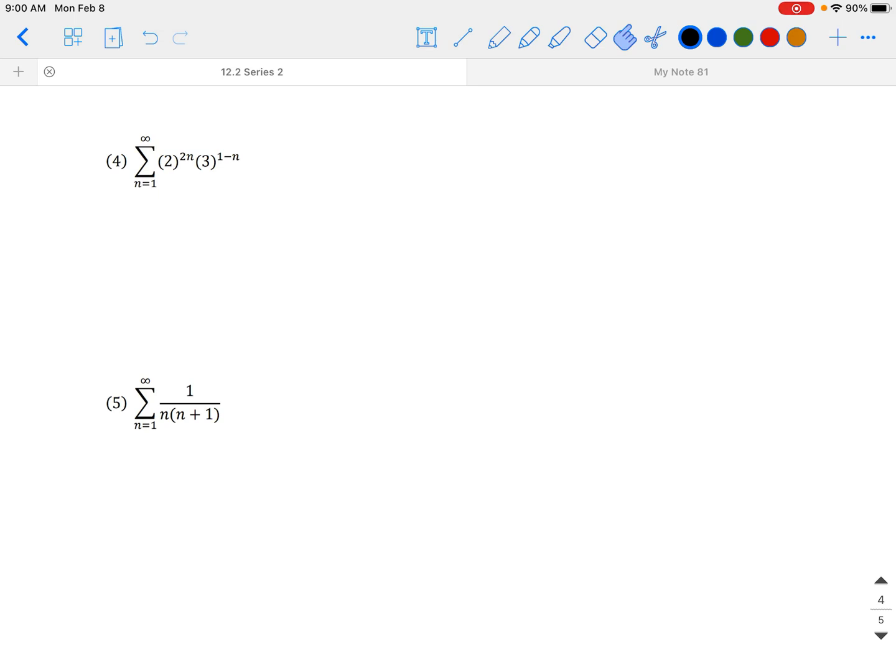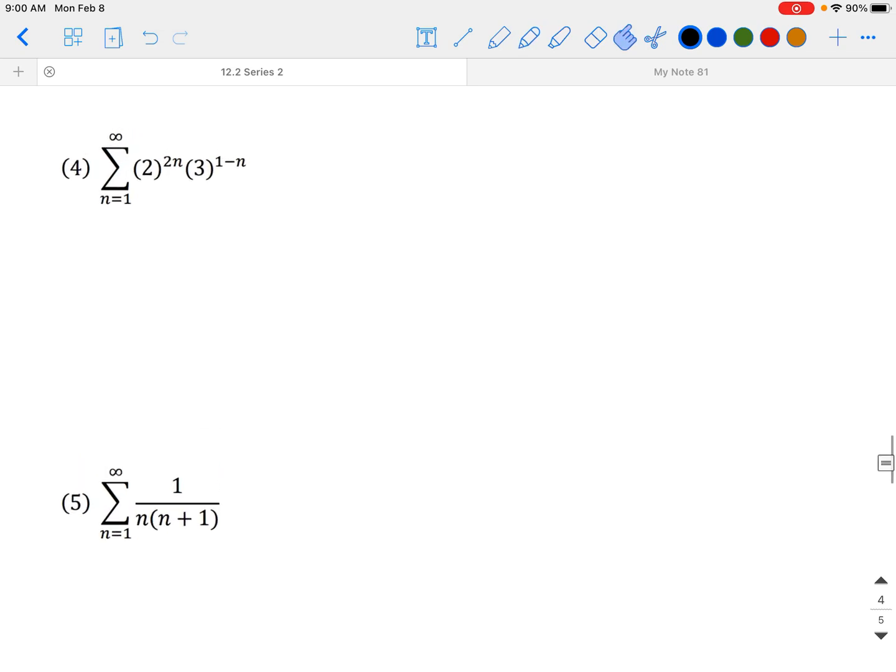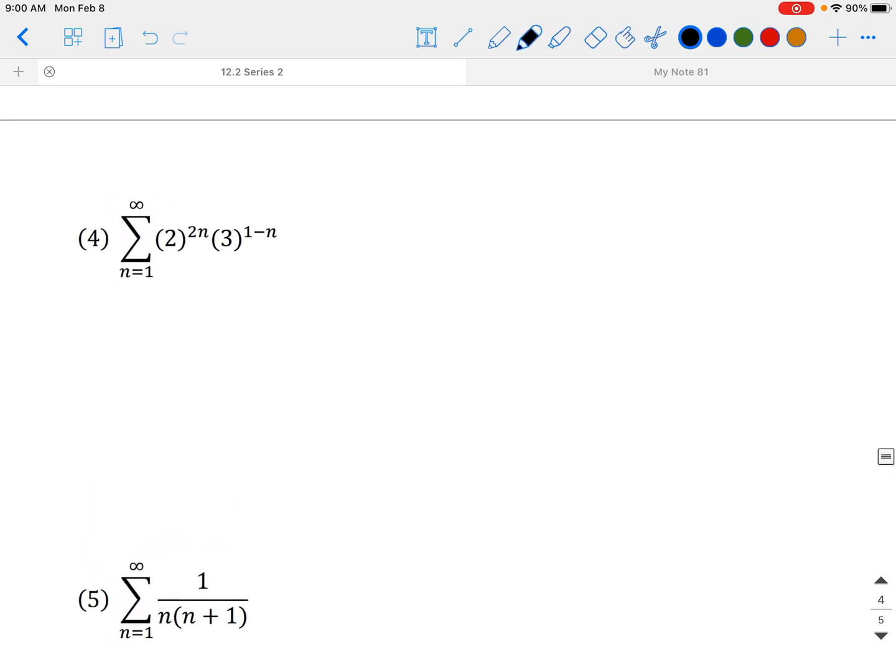So we've got the sum of n equals 1 to infinity of 2 to the 2n times 3 to the 1 minus n. So the question is, how do we interpret this one? So we can see that we're multiplying geometrically, it looks like. So what we're going to want to do is play around with our expression a little bit. So let's actually do this off to the side.